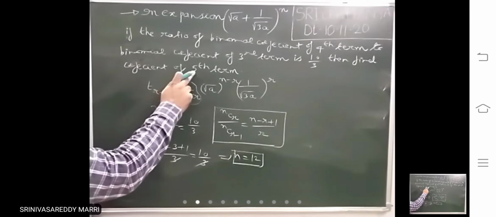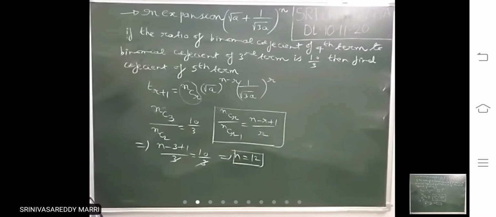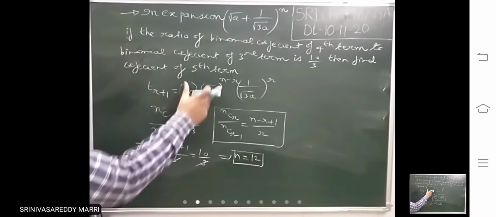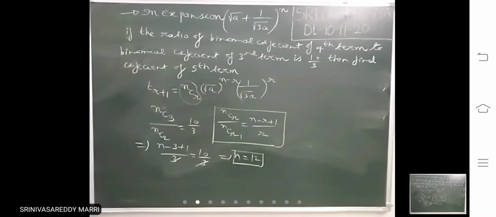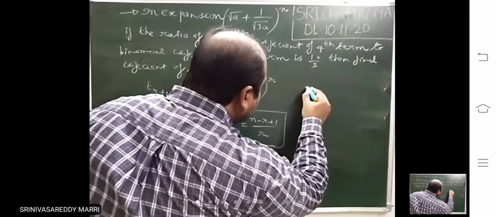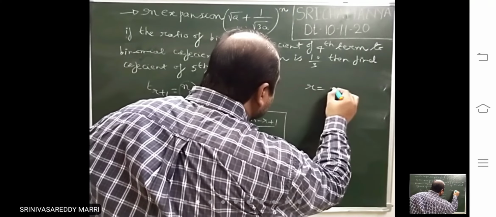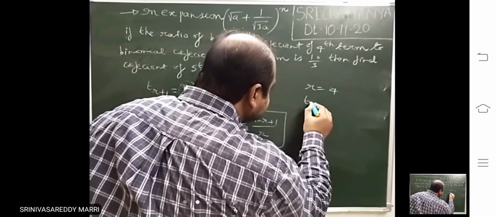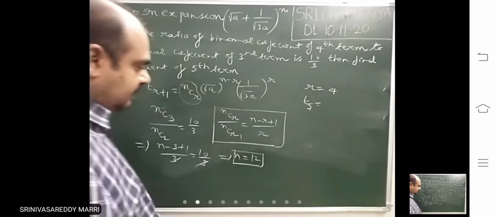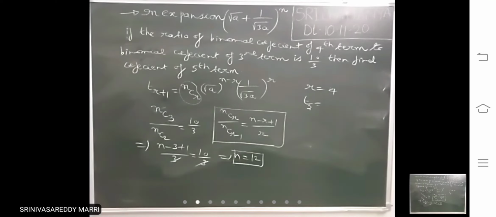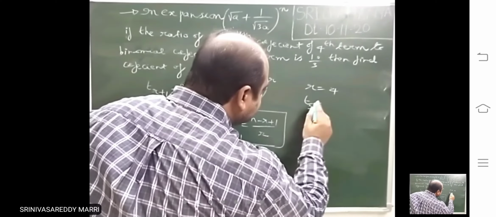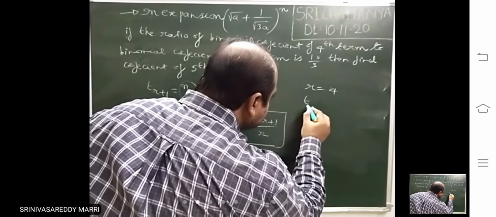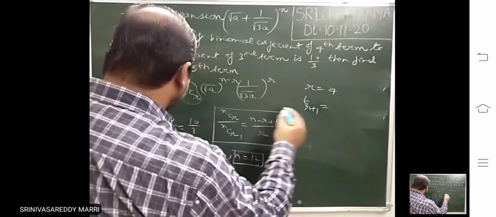Now what is he asking? The coefficient of the fifth term. Coefficient means the constant involved in the fifth term. That means first we will write the fifth term. For the fifth term, r equal to 4, so T5 equals. You got n as 12, so first you substitute n here.